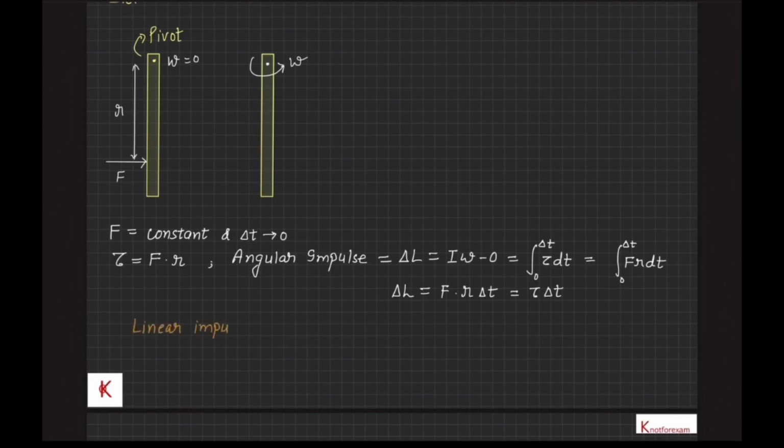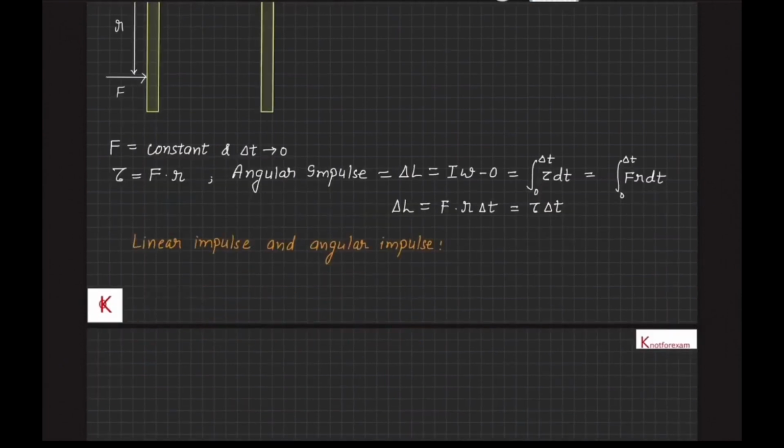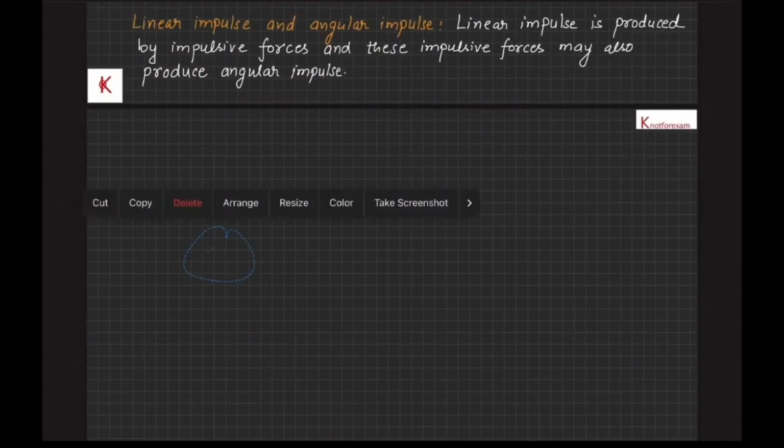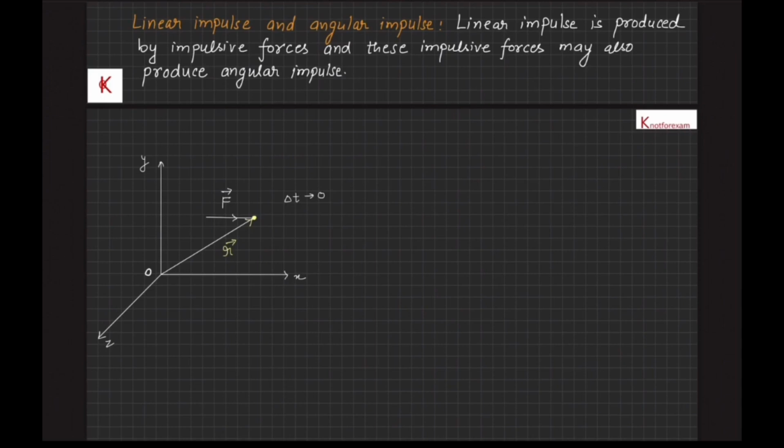that is tau delta t. Now we are going to discuss the relation between linear impulse and angular impulse. Linear impulse is produced by impulsive forces, and these impulsive forces may also produce angular impulse. Let's see the following diagram. A force F vector is acting at a point which has position vector r vector with respect to point O for a time interval delta t very small.